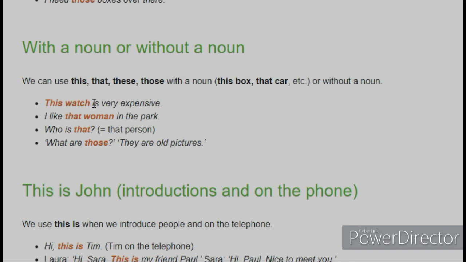This watch is very expensive. This watch is very expensive. I like that woman in the park.